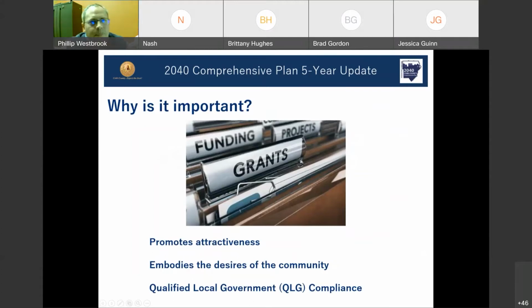All right, so if it's not a regulated code, then why is it so important? Well, first and foremost, the comprehensive plan promotes a healthy and economically vibrant community that fosters an attractive place to live and invest. Through the engagement process, it does provide a growth management strategy that embodies the desires of the community. Because of the process we're going through tonight, the community engagement, this growth management strategy becomes part of the community, and it's from the community.